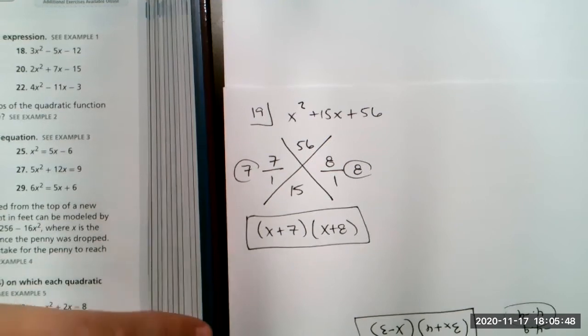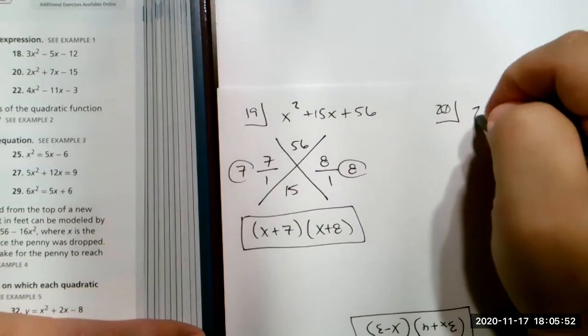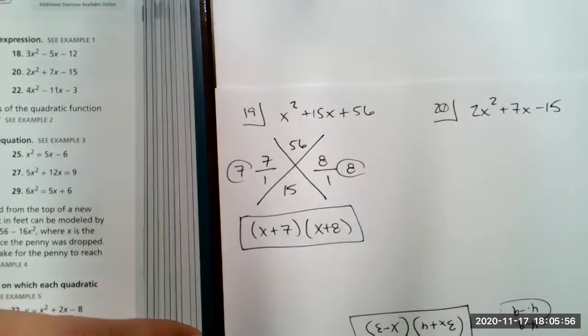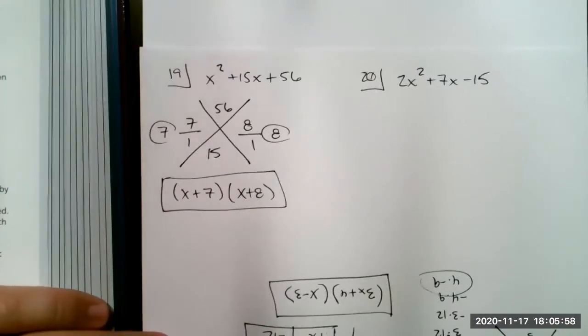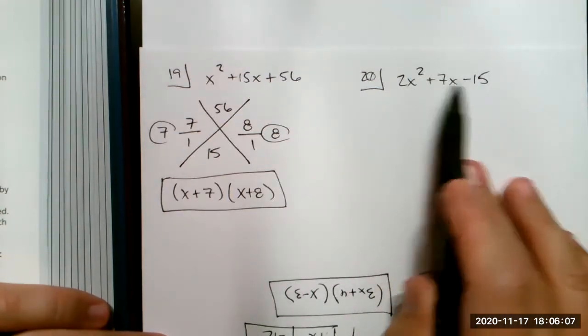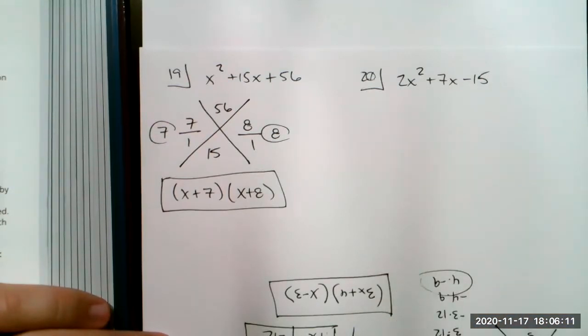So let's look at 20. 20 is 2x squared plus 7x minus 15. Again, not an equation, so I'm not worried about step 1. Step 2 is it's in standard form. Step 3 is there's no GCF. There's not a greatest common factor that I can take out of those three things. We'll see that later on, though.